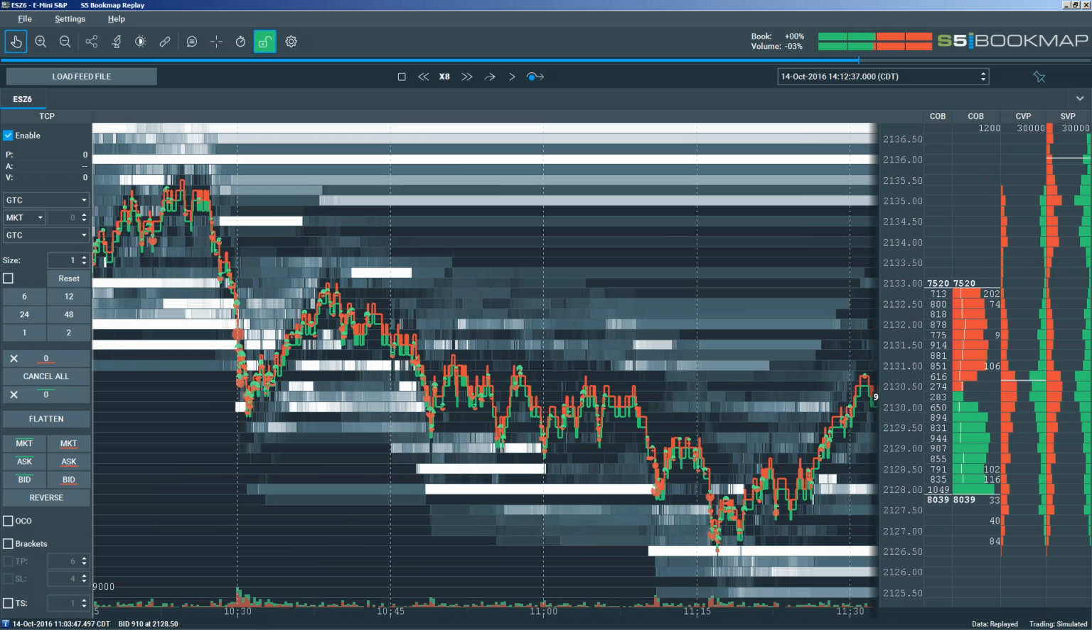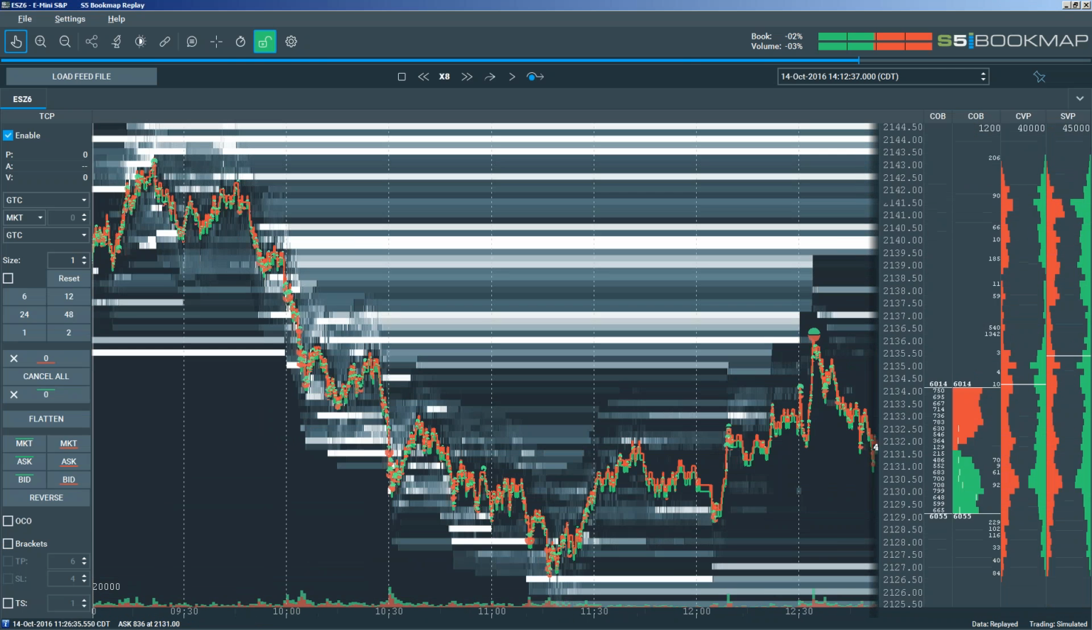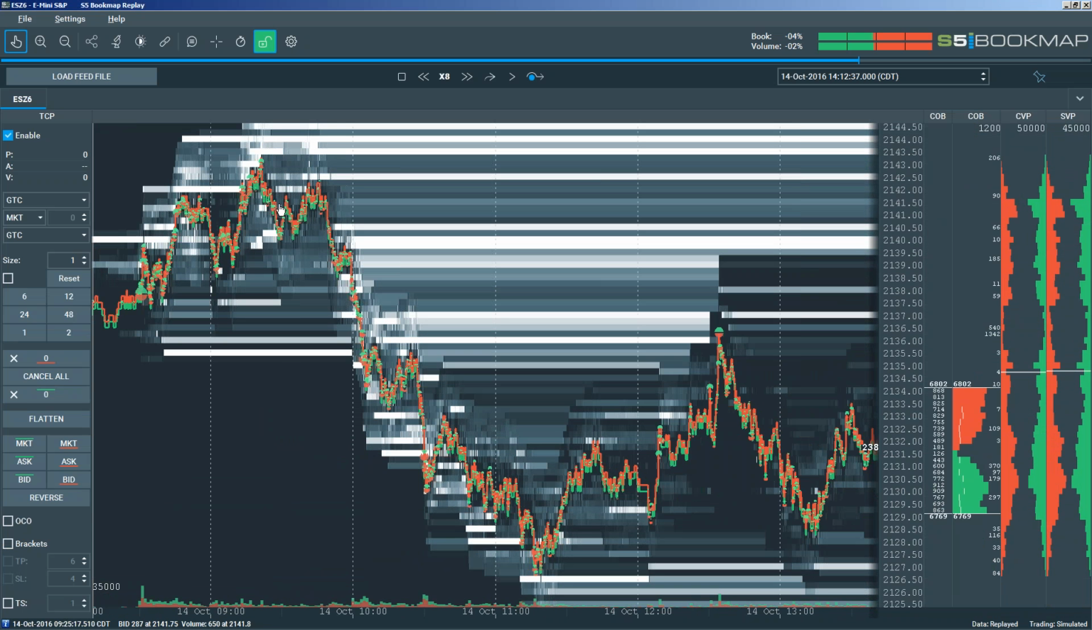Okay, there's the drop, the continuation. Let's zoom out a little bit more. There's the 43.25. Push, pull, impulse down, consolidate, continuation down, pull back, and then it has another continuation down into the prior day's point of control.